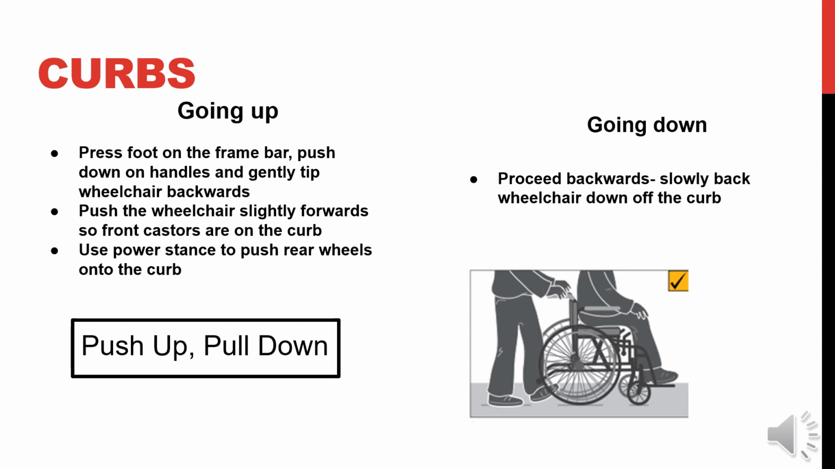If you travel outside with a client, you will no doubt encounter a curb or two without a curb cutout, or with a cutout that you are unable to access for any given reason. In the event you need to assist the client in navigating up a curb in their wheelchair, consider the following techniques. Press your foot on the frame bar of the wheelchair, not the anti-tippers. Push down on the handles and gently tip the wheelchair backwards. Push the wheelchair slightly forward so the front casters are on the curb, and then use the power stance to push the rear wheels up onto the curb.